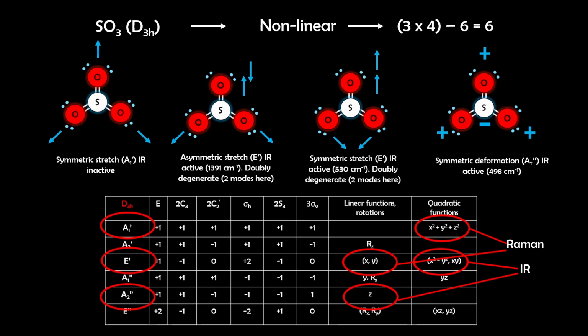As a result, a D3h molecule like SO3 shows 2 IR absorption bands, one from the E prime and one from the A2 double prime, even though it has 6 vibrational modes.